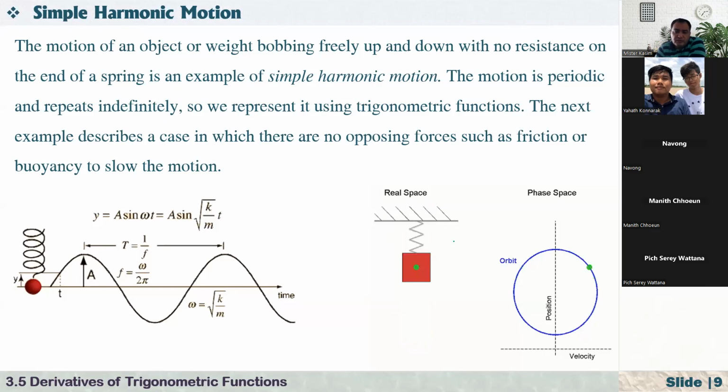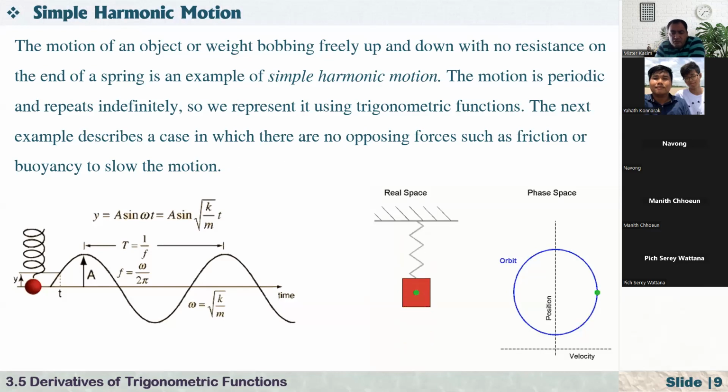Indefinitely means that if you assume there's no external force acting on this body, it never stops. Just imagine that it is an ideal environment, maybe a vacuum, where there's no external force acting on this. So we represent it using trigonometric functions, because trigonometric functions are maybe the most useful functions to describe periodic motions. The next example describes a case in which there are no opposing forces such as friction or buoyancy to slow the motion.